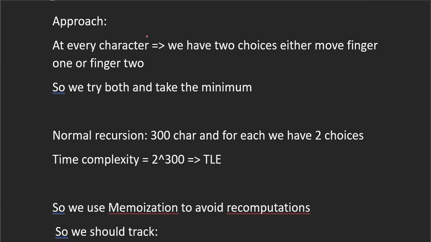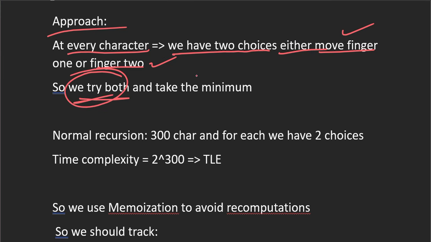So let's start. Basically, at every character we have two choices: either we can use our finger 1 or we can use our finger 2, right? So to find the answer we have to try both the possibilities, and at the end we have to take the minimum one, right? Which one is giving us the minimum distance.